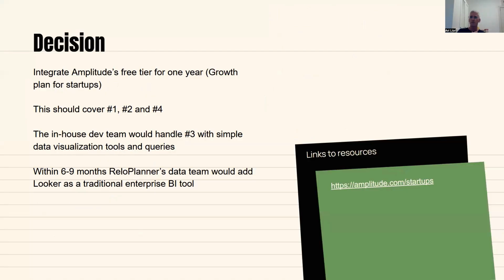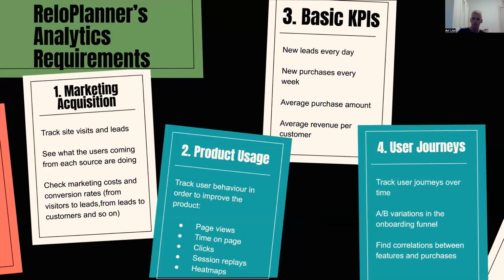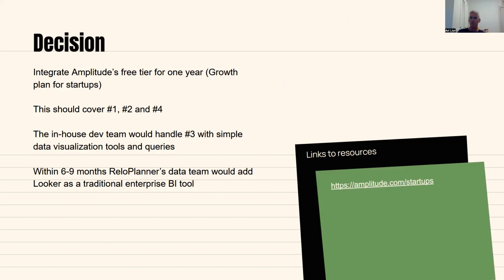So after we considered all these, we came to the decision, the Relo Planner guys, that we're going to integrate Amplitude's free tier for 1 year. They don't expect their volume to require more than that at this stage. This should cover number 1, 2, and 4 from this list, meaning everything except the basic KPIs should be handled by Amplitude. The in-house dev team would handle number 3, the basic KPIs, using simple and free data visualization tools and queries at this stage.